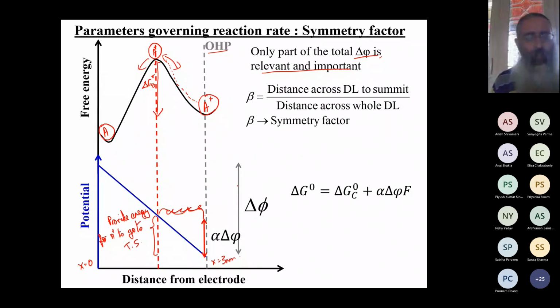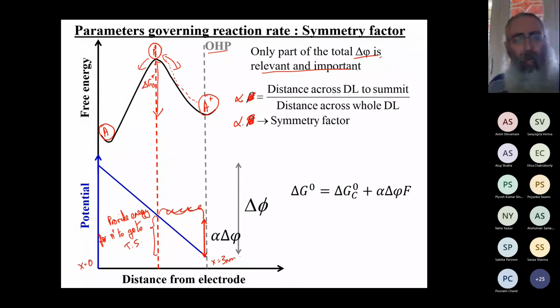So essentially the argument that we are building is, even though there is a large delta phi existing, only a fraction of that delta phi is actually used up, making a meaningful contribution in either helping or retarding the reaction, that is, in taking this A plus to the summit. Okay, I would use alpha and beta interchangeably. So please remember, this is alpha.